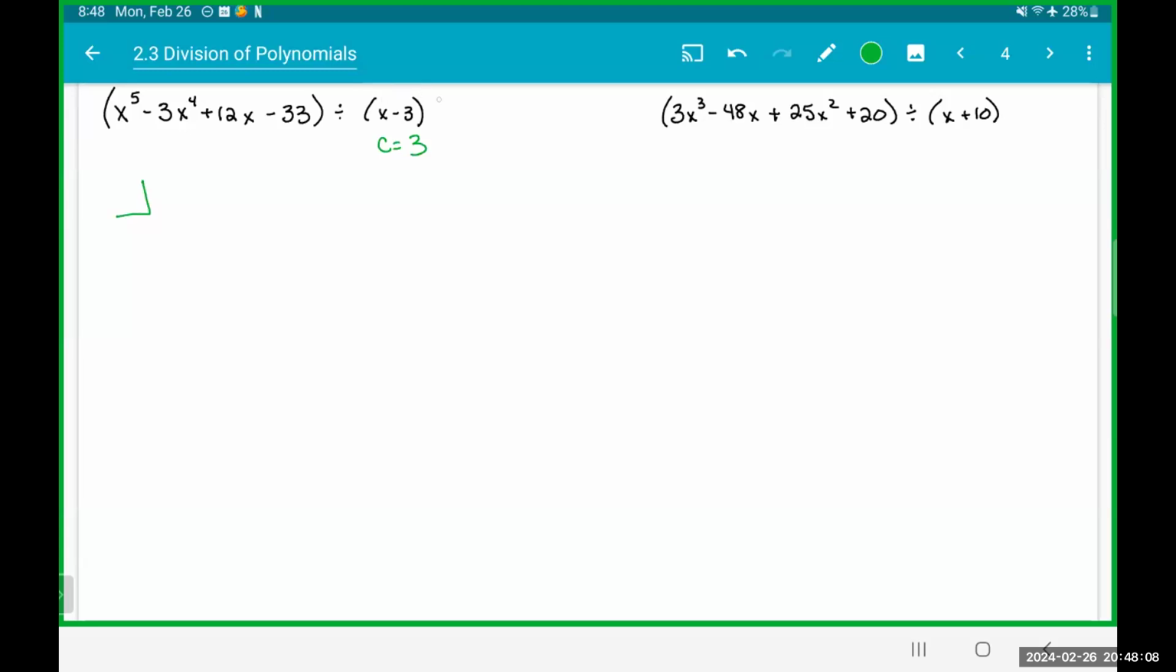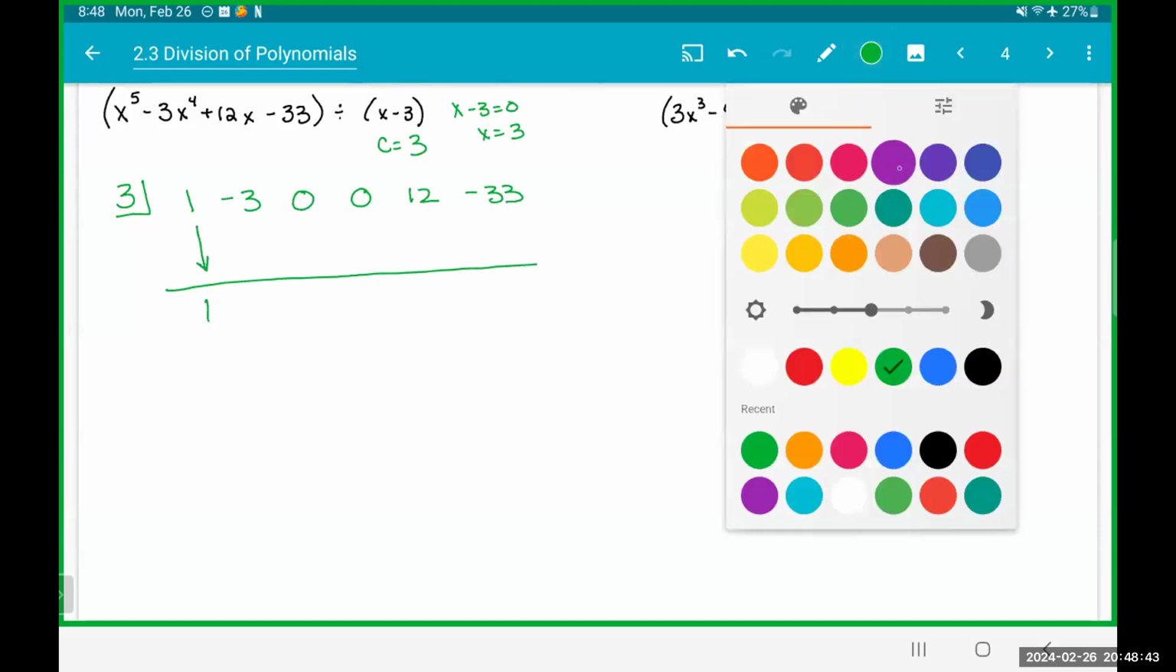Because what's going to make this 0? So x minus 3 equal to 0, so x equals 3. You could think of it like that too. We're going to put that positive 3 over here. Our coefficients: here's x to the 5, 4, 3, 2, x to the 1, and our constant. Skip a space, draw this line down, and now we have our setup.